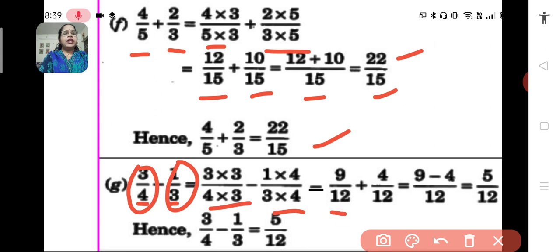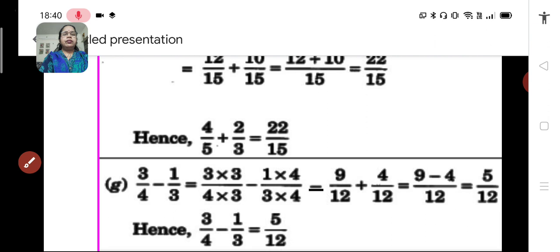First fraction, equivalent fraction is 9 upon 12, and then here the sign should be a negative sign. This is not a positive sign, it is a negative sign. So, 9 upon 12 minus 4 upon 12. So, the common denominator is 12 and we subtract 4 from 9. What do we get? We get 5 upon 12. So, when we subtract 1 upon 3 from 3 upon 4, what do we get? We get 5 upon 12. The result is 5 upon 12.